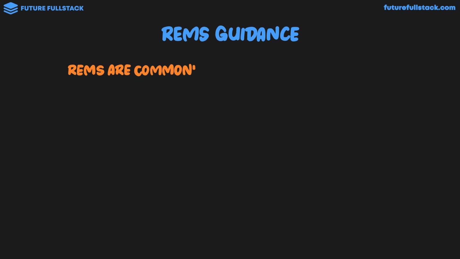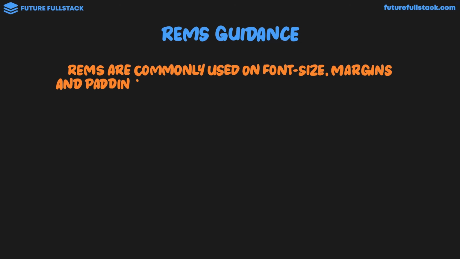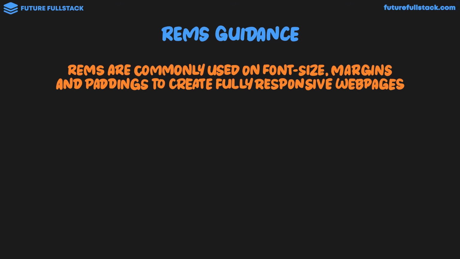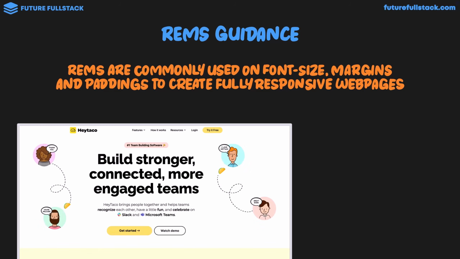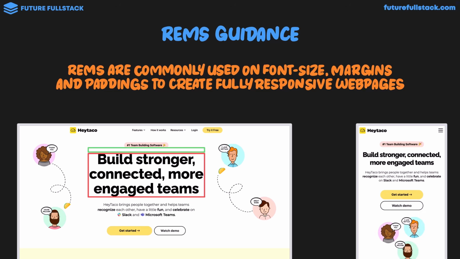REMs are commonly used on font size, margins, and paddings to create fully responsive web pages. I have this homepage on the left over here. We have some padding applied above the main heading, and you can see the font size is quite large. Looking now at the mobile version of this page, the padding over here reduces, and the font size also reduces.